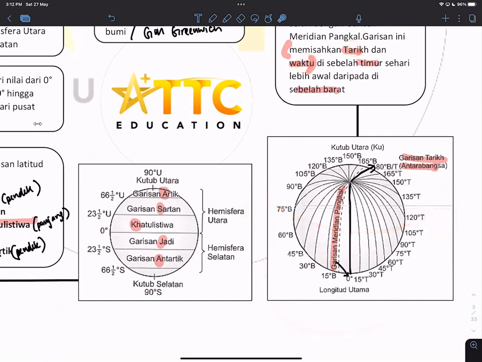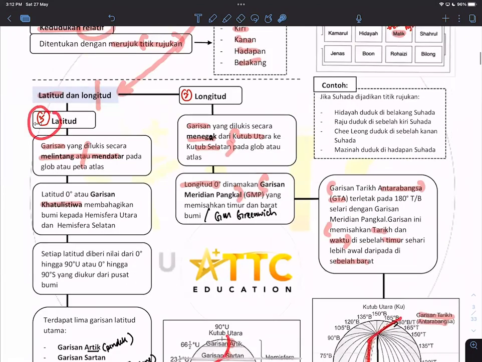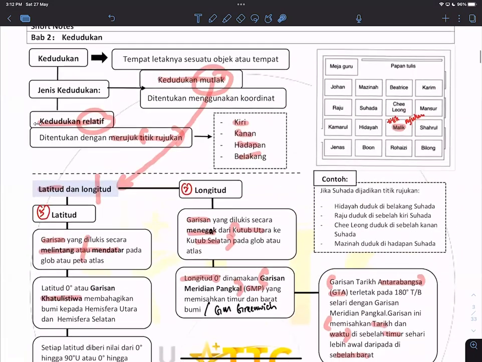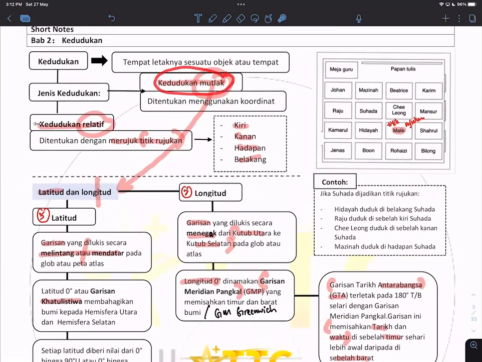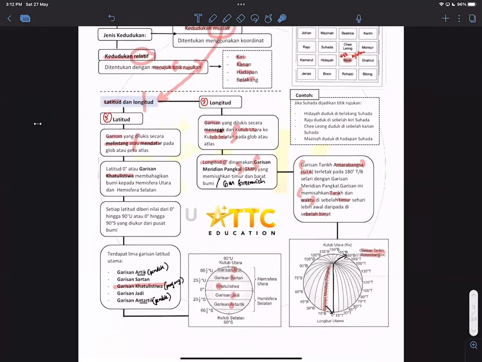Okay, Earth rotating. So we have ASKJA for the latitude, and then only GMP or GMG and the GTA for longitude. So remember 5 latitude, 2 longitude. Can you understand? So if we combine, this is our kedudukan molek, which is known as coordinate. GPS is coordinate. So done, chapter 2. Any questions? Shall we proceed to the exercise?